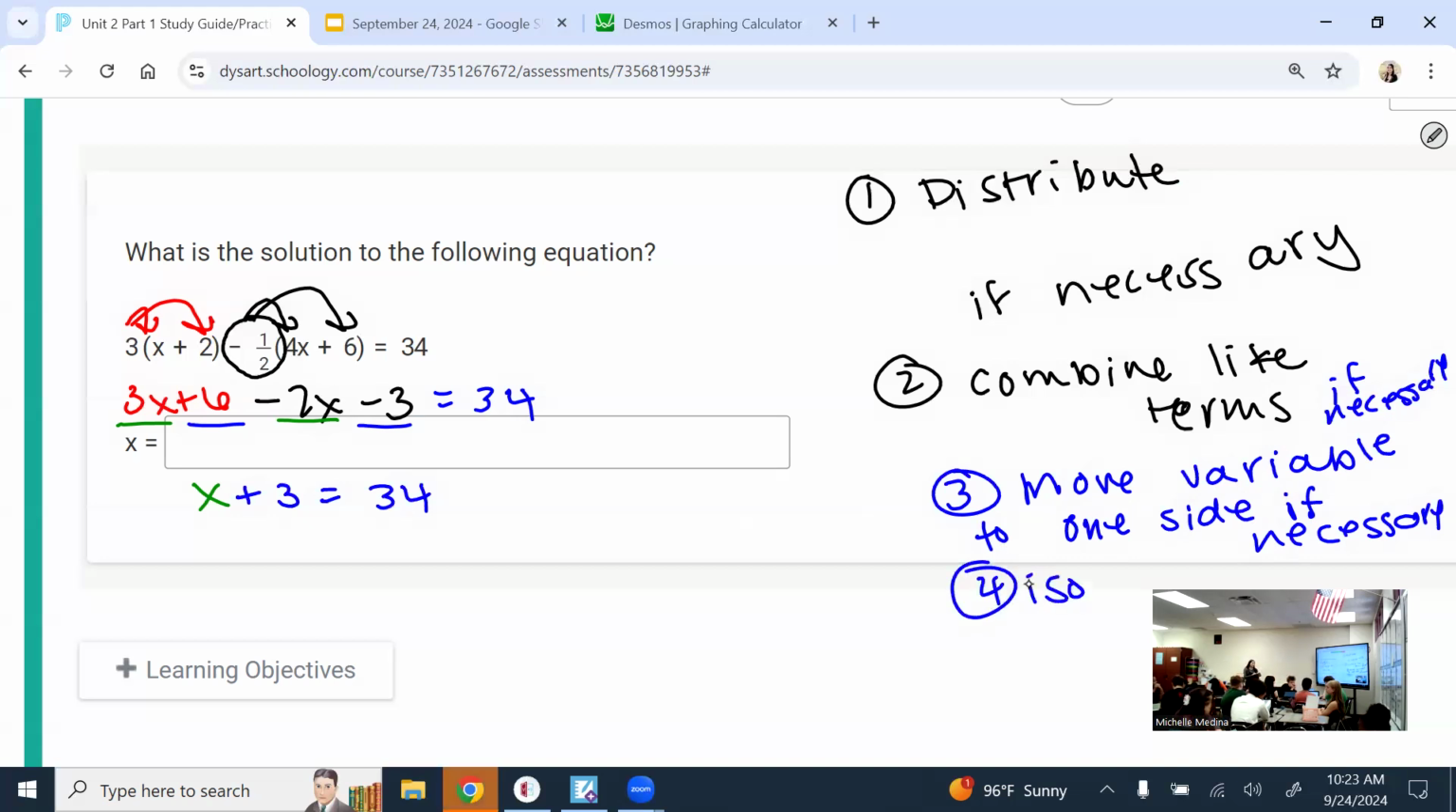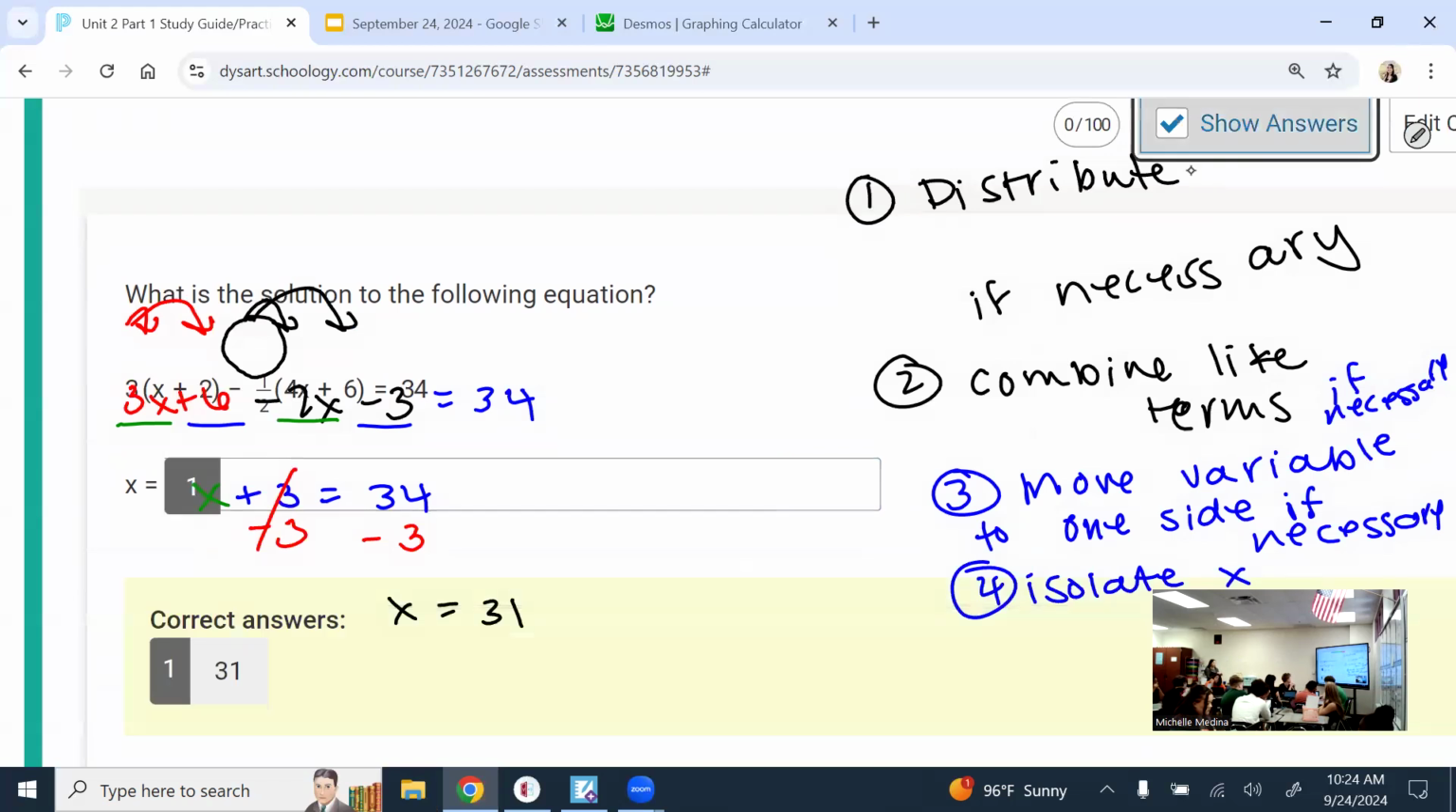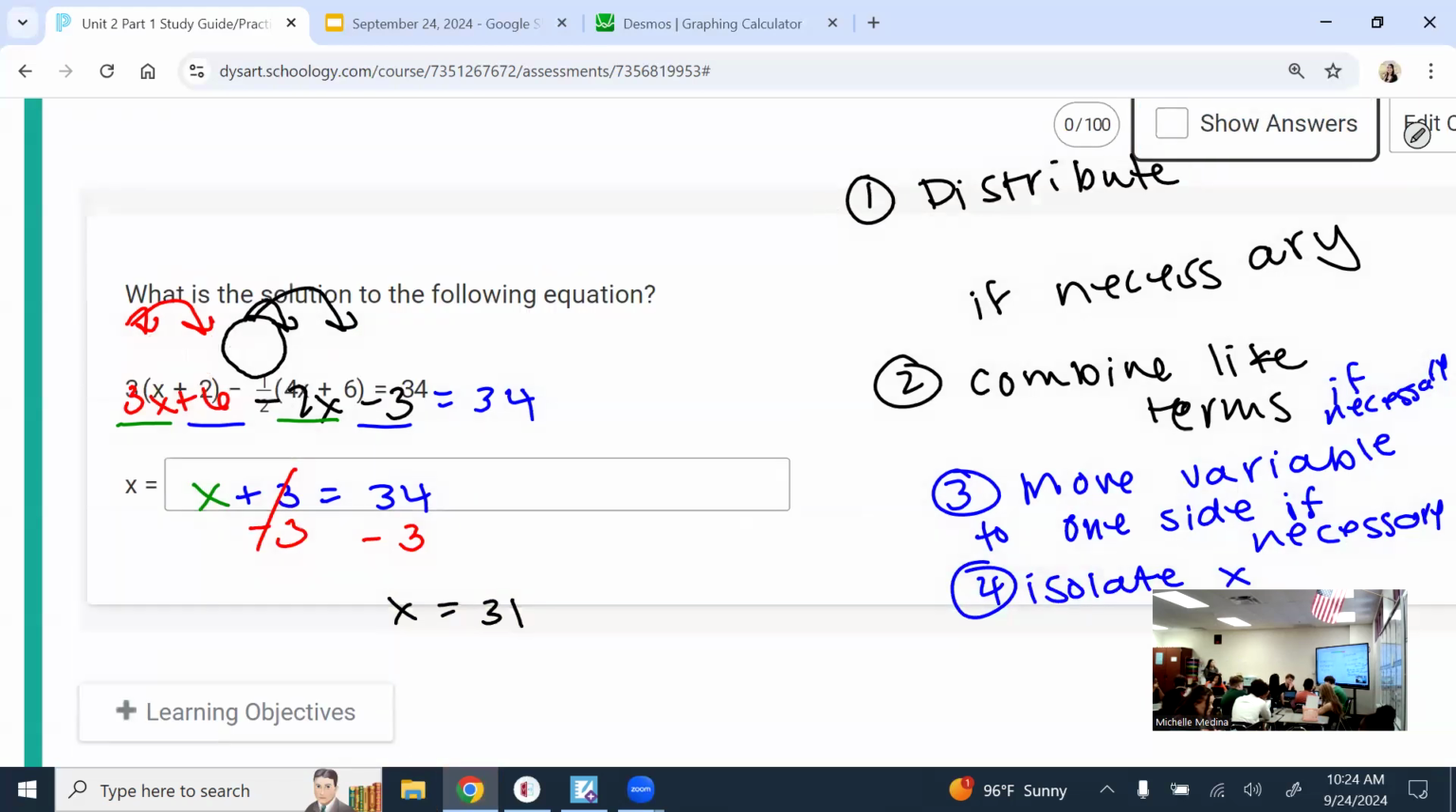And that might be like a 2-step equation. And this one, it's a 1-step. How do I get rid of that plus 3? And whatever you do to one side. So what does x equal in this one? A positive 31. It already has x equals, so you should just be typing 31 in there. Good, any questions? And you can show answers to be sure, and it is 31.